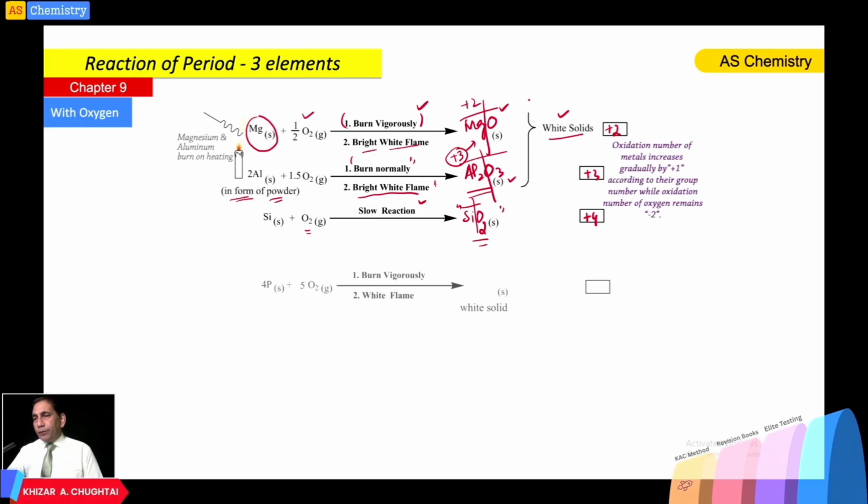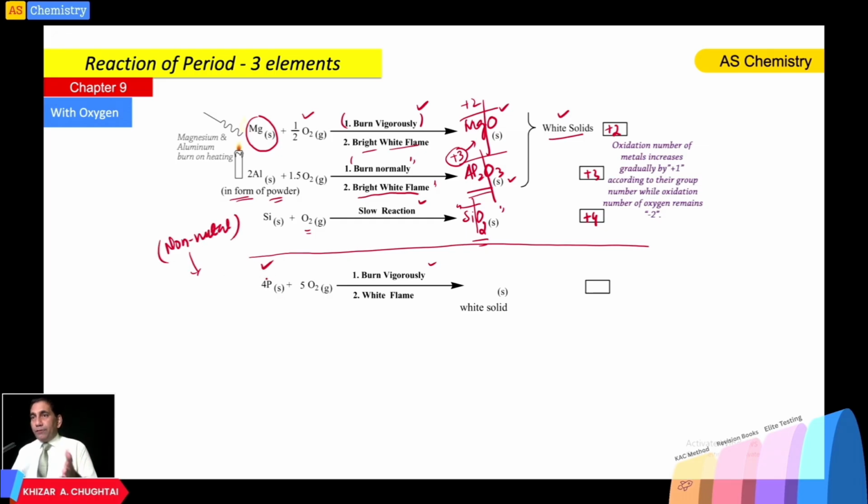The next thing is when phosphorus is allowed to react with oxygen, phosphorus burns again vigorously. This part is basically the non-metallic part. Now we are going to talk about the non-metals. Phosphorus is the first non-metal in period 3. It is going to react with oxygen, and again it's going to burn vigorously with an almost white flame, and a white solid is formed, that is P4O10. P4O10 is a white solid, and the oxidation state is +5. So in this case, phosphorus is burning vigorously, and again a white solid is formed.